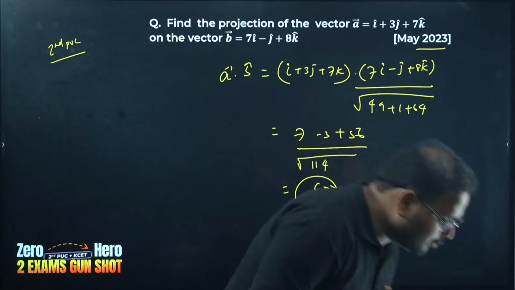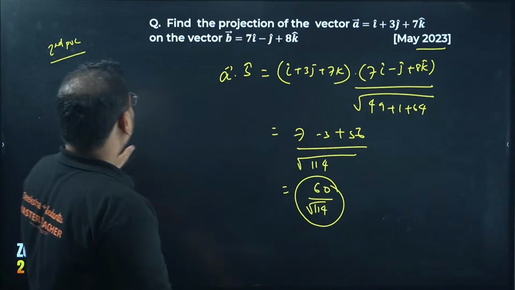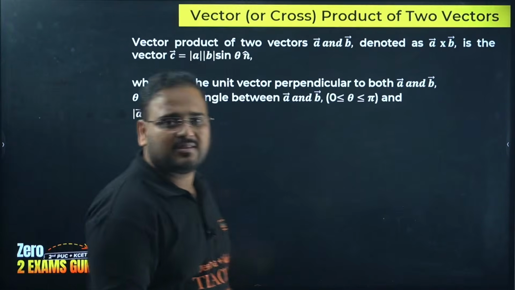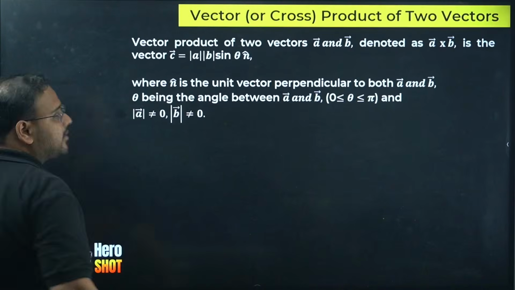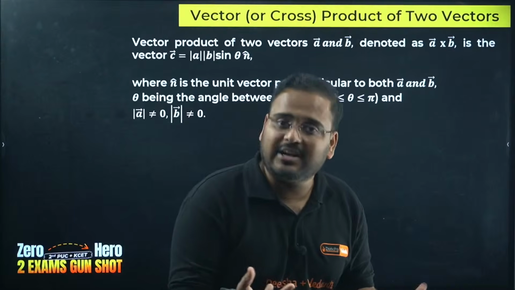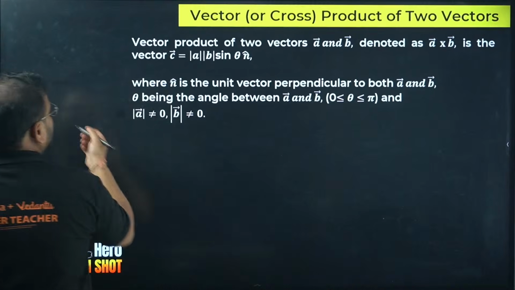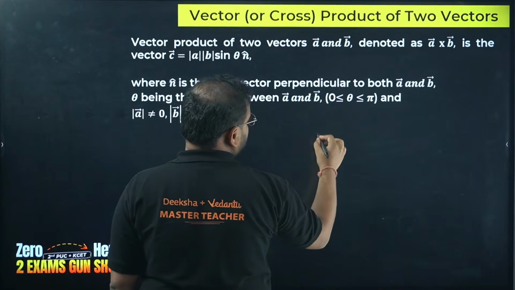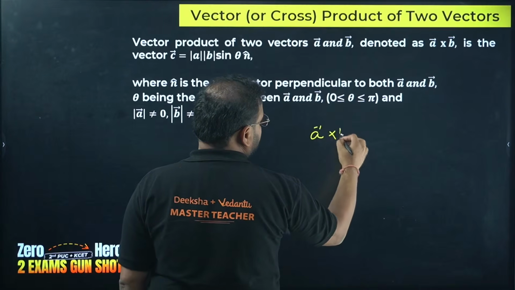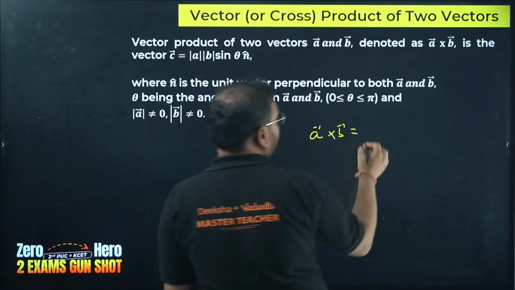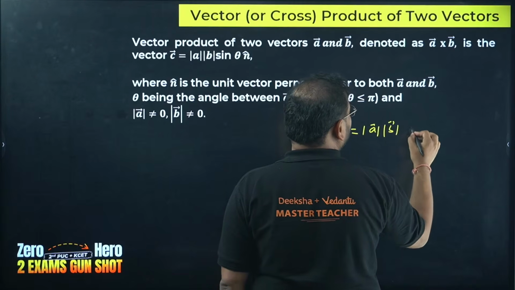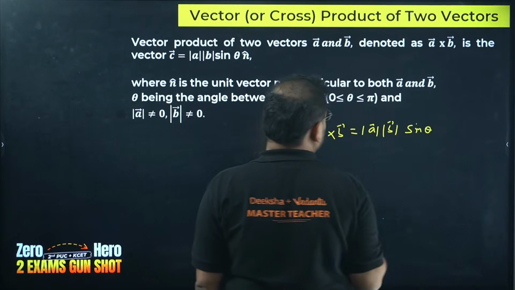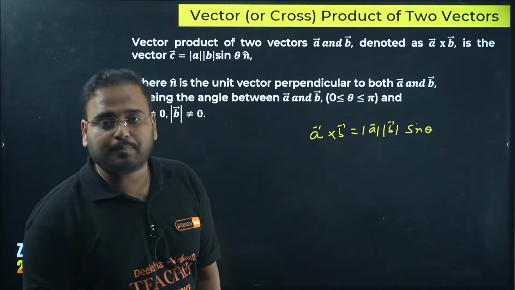Thank you, Shravani. Next, vector or cross product. Same as what we learned in the case of dot product, but over here we deal with the determinant part. So how do we write that? We write A cross B as modulus of A, modulus of B, and sine theta. This is for the magnitude part.